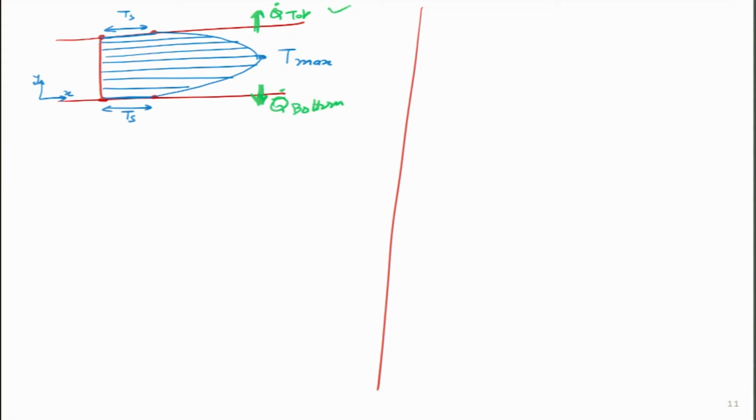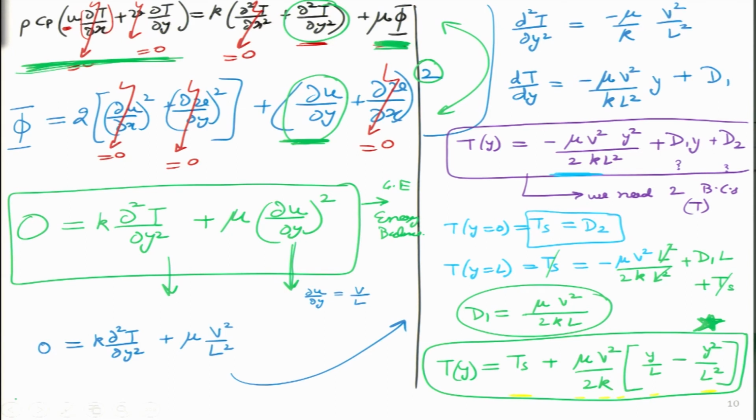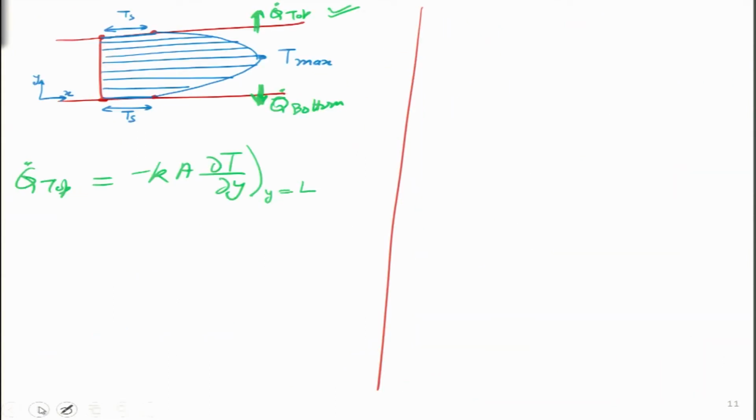Let me go ahead and figure out the expression for q dot top. I can always write heat transfer at all places. It is simply K A del T by del Y. The location is y equals L. So, all I need to do is differentiate this particular equation once, plug that in over here, and I will get that expression.